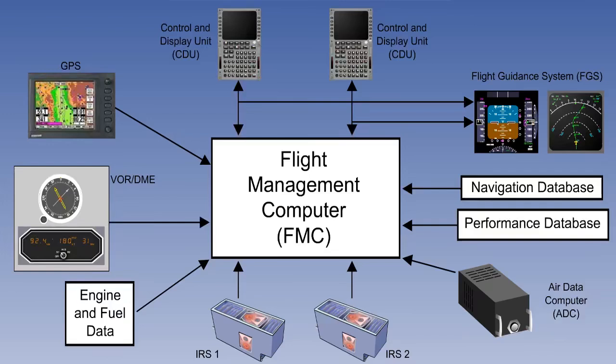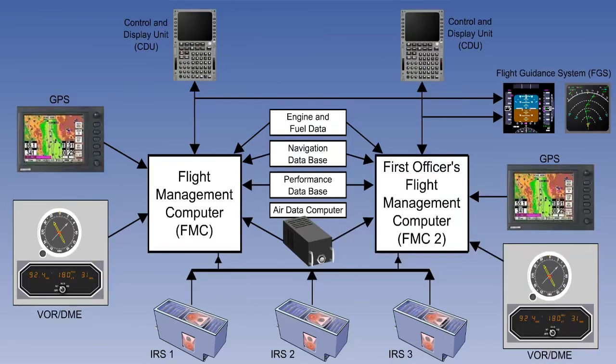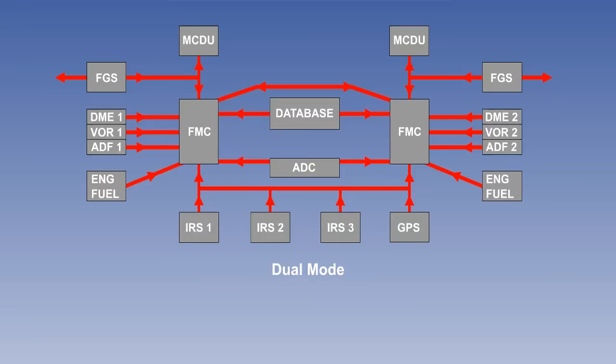We said earlier that an FMS may be structured to have either one flight management computer or two. On those systems that have two, there are reversionary modes. Here is the system in its normal configuration. This is called dual mode.